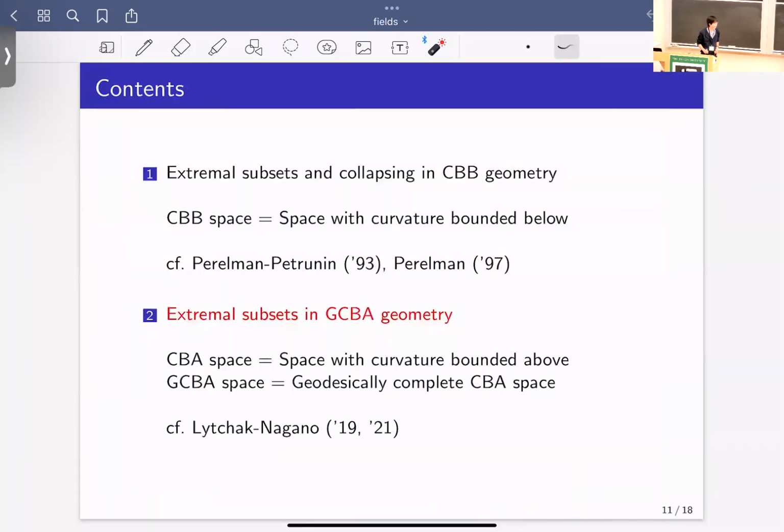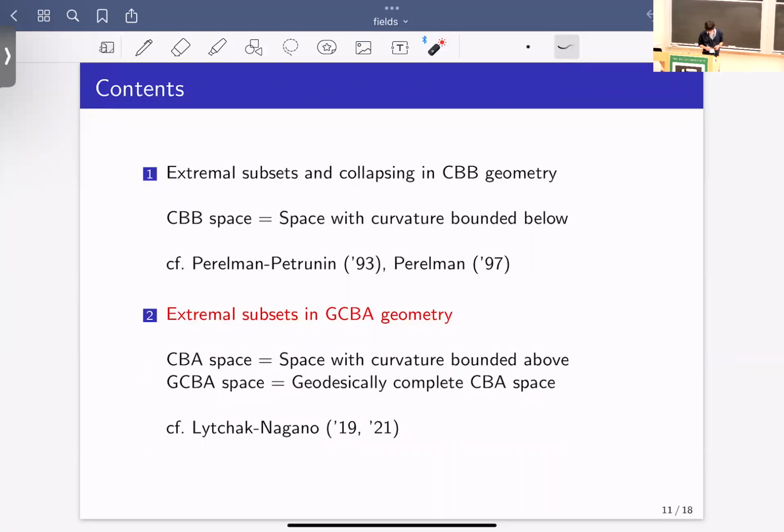Okay, so let's move on to the second topic, extremal subsets in GCBA geometry. In general, the structure of CBA spaces is much more complicated than that of CBB spaces. For example, the Hausdorff dimension may be bigger than the topological dimension for CBA spaces, which does not happen for CBB spaces.